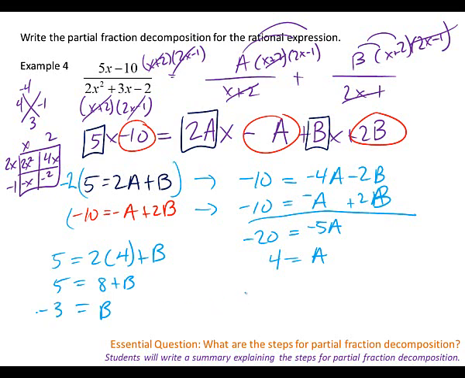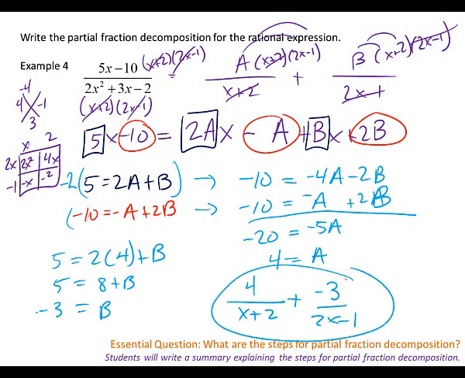-3 equals b. Alright, so we've got over the x plus 2, what are you going to put? 4. And over the 2x minus 1, what are you going to put? -3. And again, it could be a reverse order of that. You could have -3 over 2x minus 1 plus 4 over x plus 2.